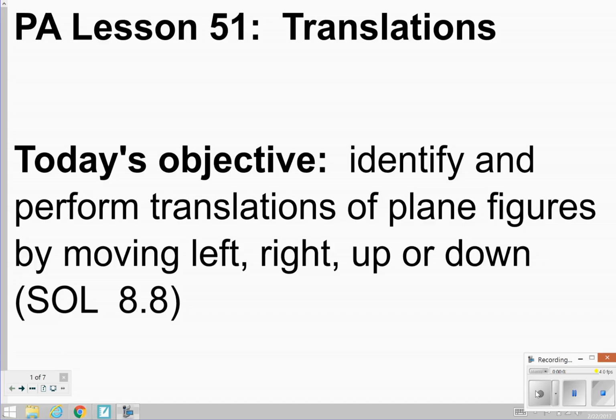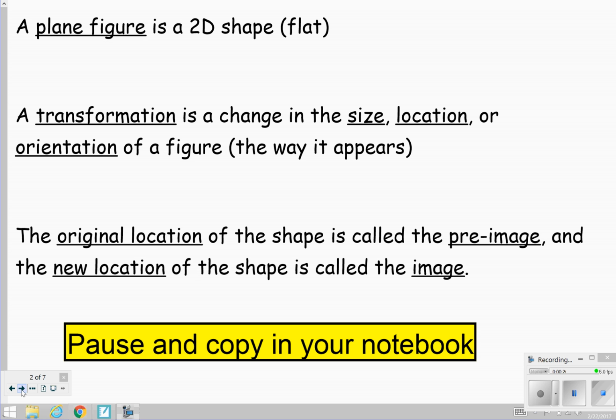Welcome back. Today we're talking about our pre-algebra lesson 51 on translations. Today we're going to identify and perform the translations of plane figures by moving them left, right, up, or down. What does all of that mean? Well, a plane figure is a 2D shape. It's two-dimensional, very flat, not any height or depth to it whatsoever.